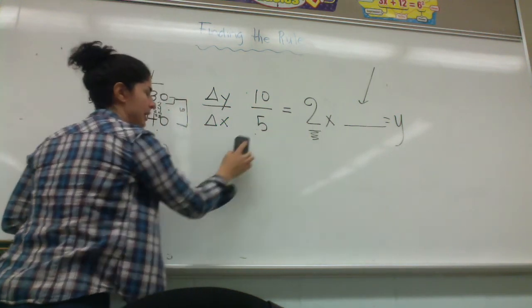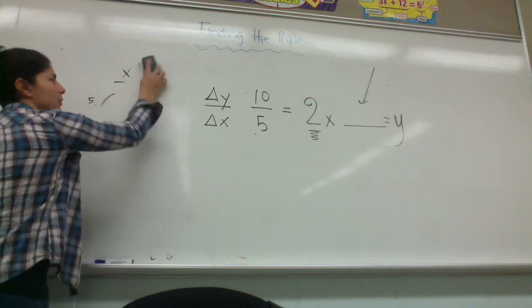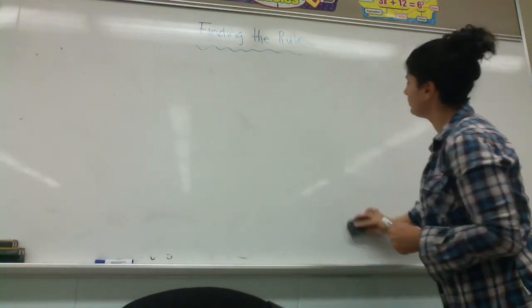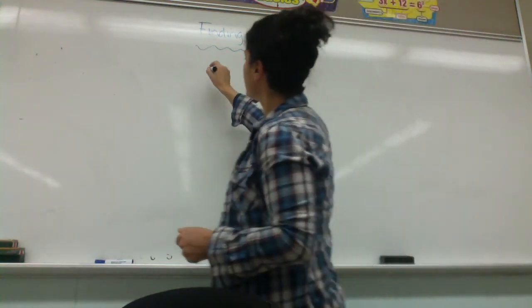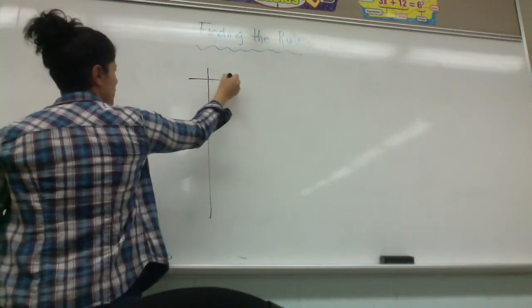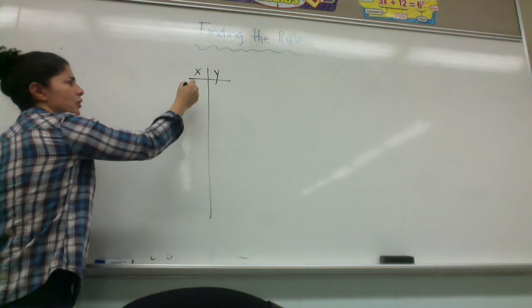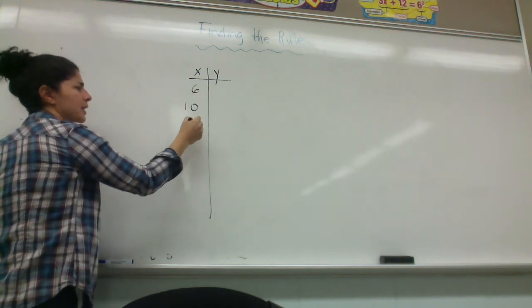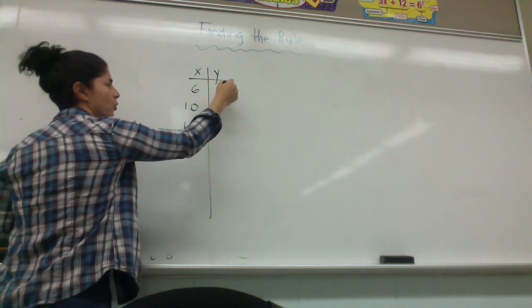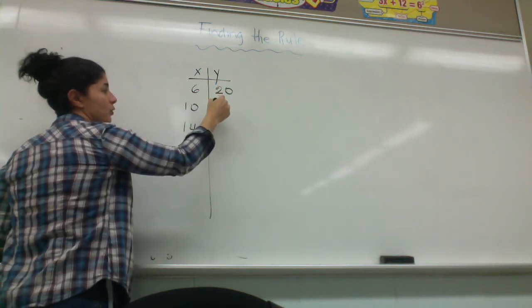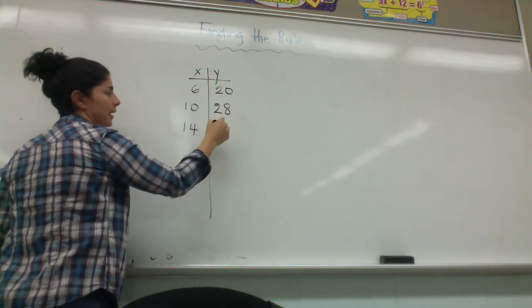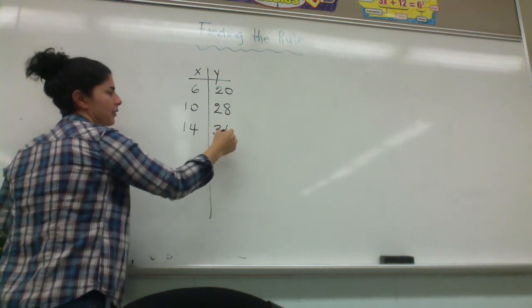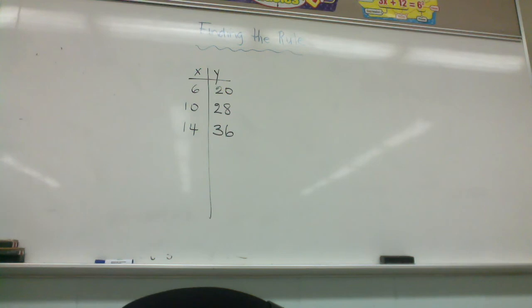Now I did finish that up. You should be able to finish that up with the lesson that I taught you. Let's try another one. Here's my x y. I'll do 6, 10, 14. And on this side, I'll go 20, 28, and 36. Find the common difference here.